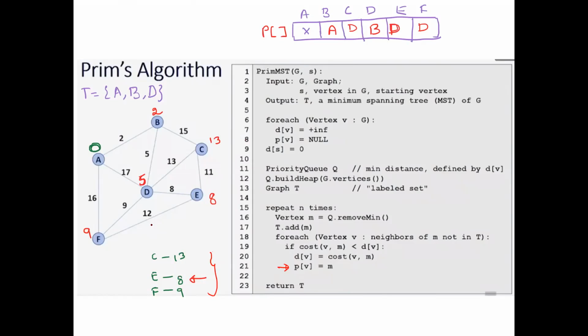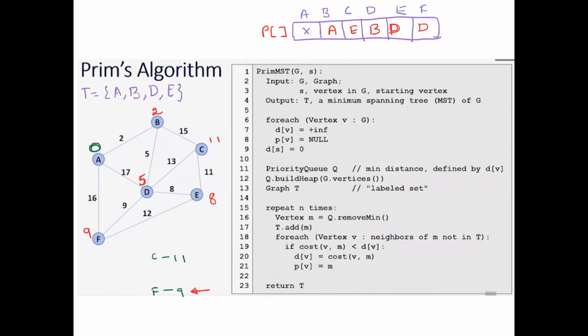Now for E, D has become a part of T. For E, adjacent vertices are C, which is there. Adjacent vertex D, we can't choose because it's already part of the T set. Adjacent vertex F. If you see, for E to C, the key value is 13, but the edge weight is 11, so you can make it 11. E to F, the edge weight is 12, but the earlier key value is 9, so no change in the F value. So just C has been updated from 13 to 11, no change in the remaining, and E has become a part of the final set T now.